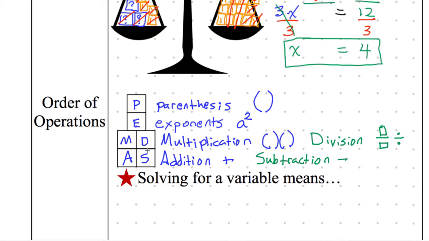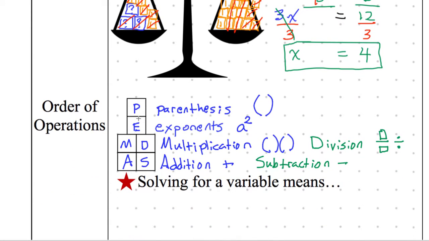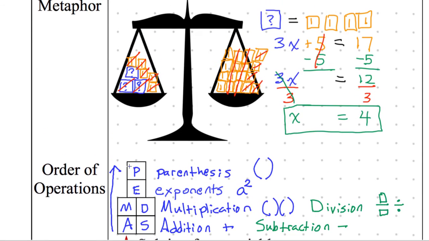When I'm solving for x, I'm going backwards. I'm trying to undo things. I had plus 5, I need to undo it. But I didn't undo the multiplication and division first because with order of operations, I'm going backwards now. So in terms of solving an equation, instead of going down, I'm going up. So draw an arrow going up. First, I look to undo addition and subtraction. Then I undo multiplication and division, both of those at the same level. Then I undo exponents. Then I undo parentheses.